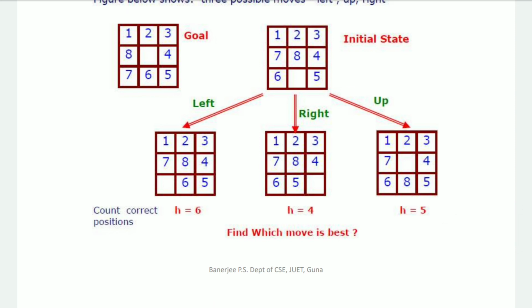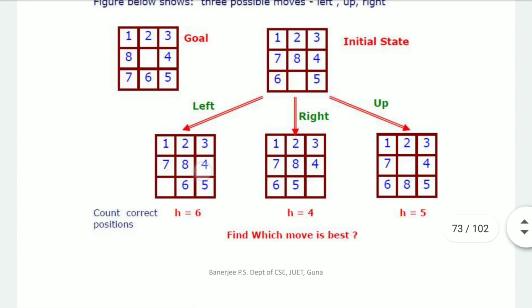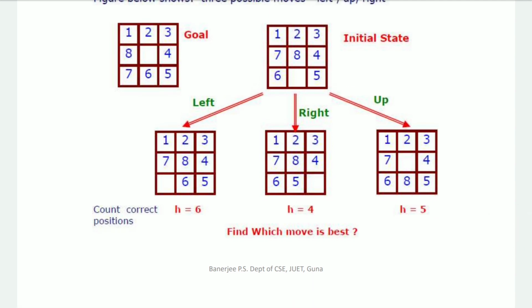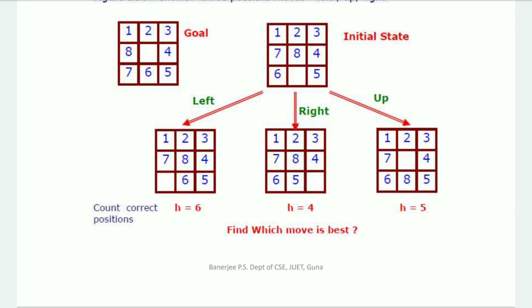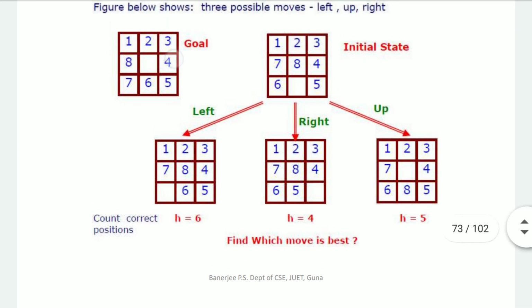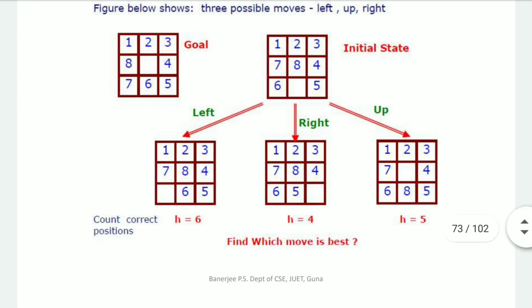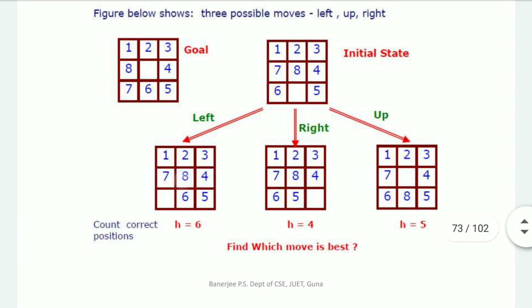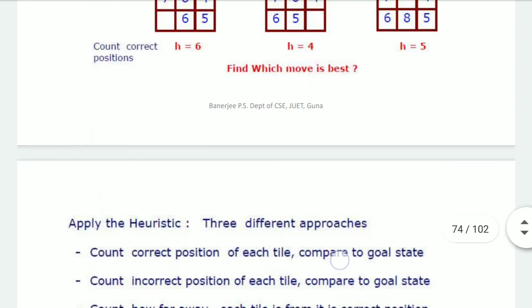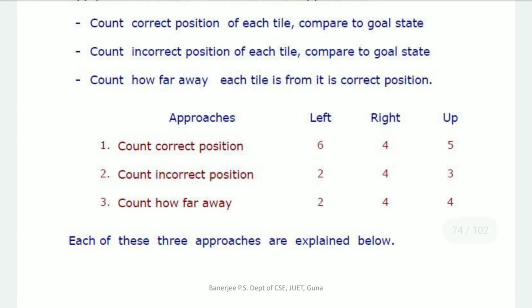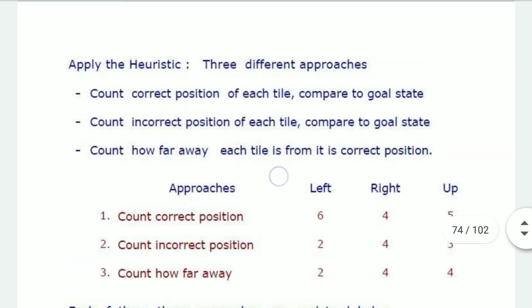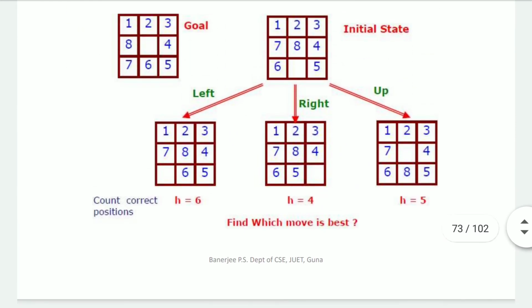I have 8 here at row 2 and column 2 in the left move part. In the goal part, 8 must be at this position, that means column 1 and row 2 in the goal. That means 1 move for 8 and 1 move for 7, that means 1 plus 1, it is 2 moves. So how far away is 2 for the left configuration of the blank move? It is 2. Let us see for the right move.